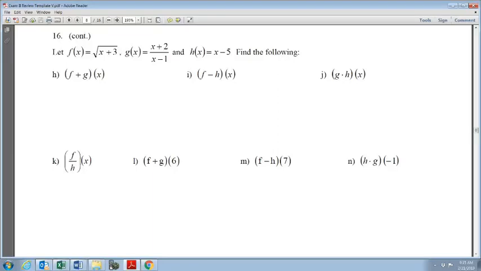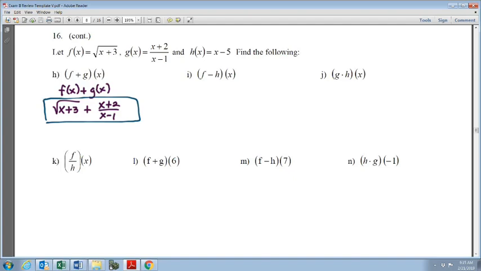All right, we're going to continue the review for exam 2. Number 16 says we need to find f plus g of x. And so we get that by adding f and g together. So this means f of x plus g of x. And of course, f of x is the square root of x plus 3. G of x is x plus 2 over x minus 1. Well, we can't add those together, so that's all we need to do.